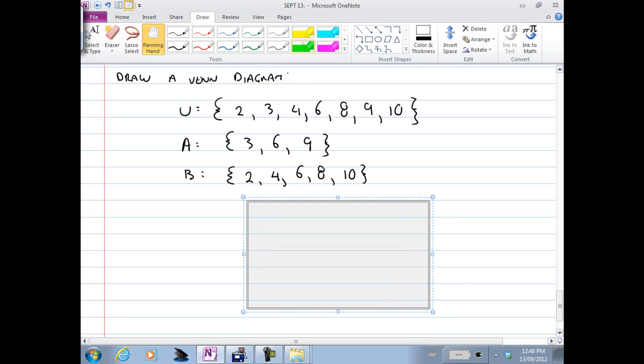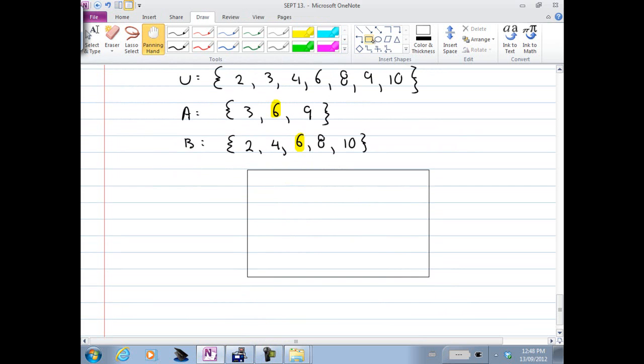First of all, I look at this and I say, hey, look, there's something they have in common, a 6. So I know I have to have circles that intersect each other. Okay, I'm going to call this A. I'm going to call this B. 6 has to be there because it's the one they share in common. Then 3, 9, 2, 4, 8, and 10. Done. Venn diagram.